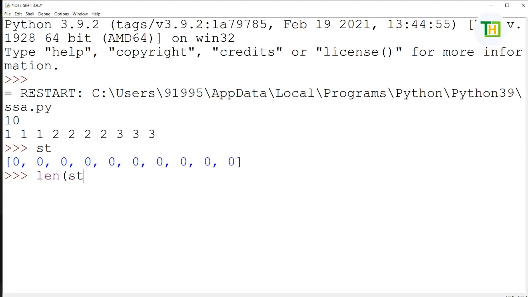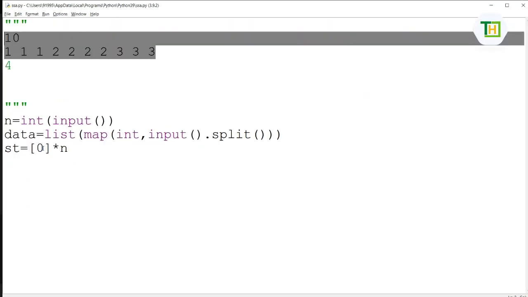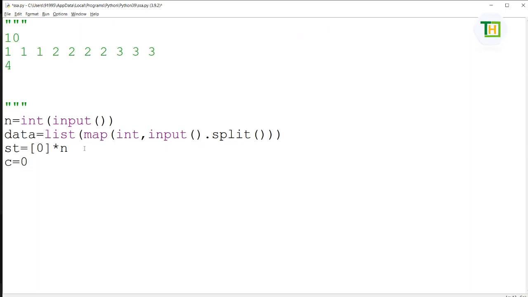Length of st. Why am I taking the length here? For example, if all the elements are the same, that is the longest sequence, right? That's why I have to take the stack equal to the size of the list here. And I'm going to take one more variable, c. c is equal to 0 here. Now I'm going to take one more variable, k. k is equal to 0. c is to maintain the count, and k is the index to traverse through the stack. Then I'm going to write for i in data.